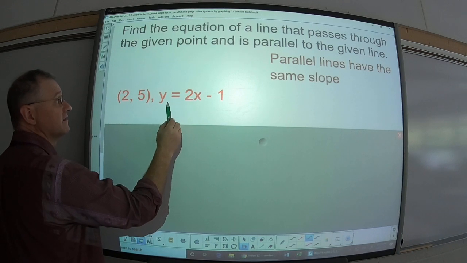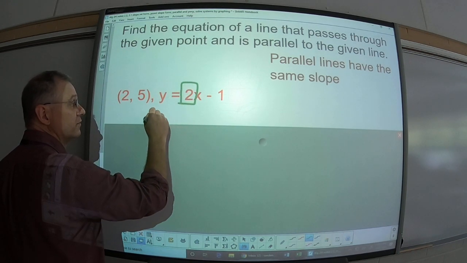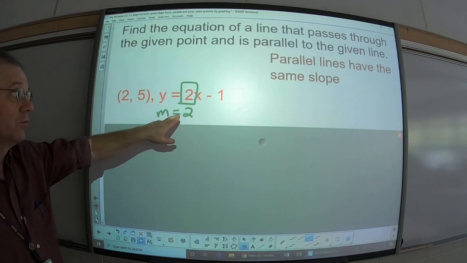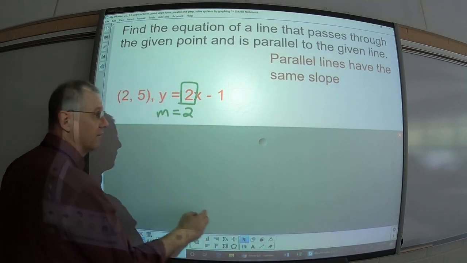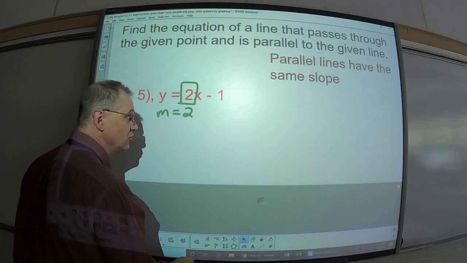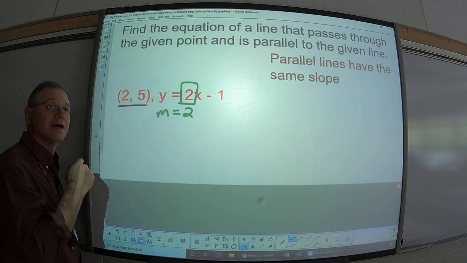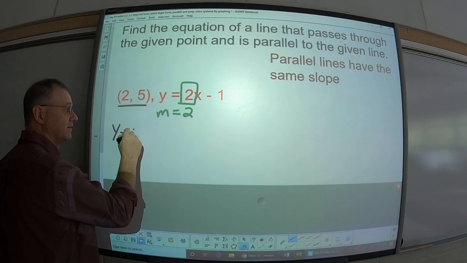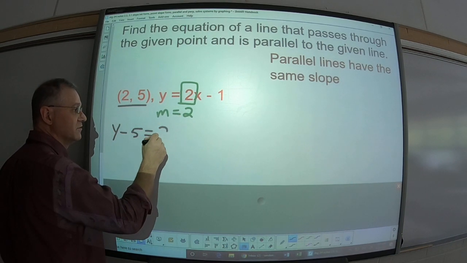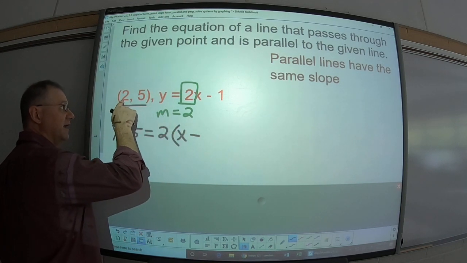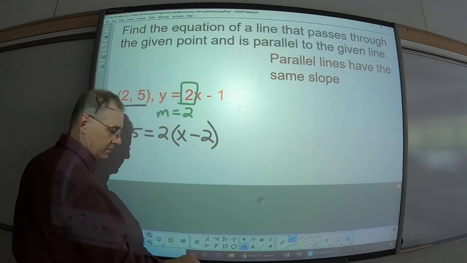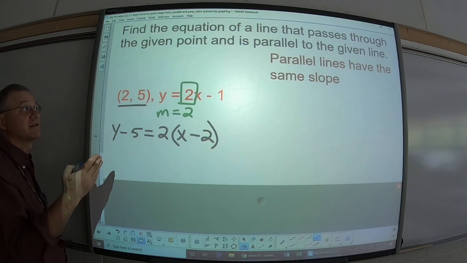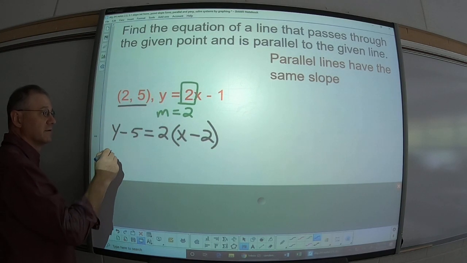First thing you notice is I can find the slope of the line I'm given. This is the equation of the line I'm given. Slope is 2. Since I already know the slope, now I can use this slope and this point and plug them into our point-slope form. y minus y1, 5, equals slope 2 times x minus my x1, 2. Again, all I have to do is simplify this, and I have my equation of the line that's parallel to this through that point.